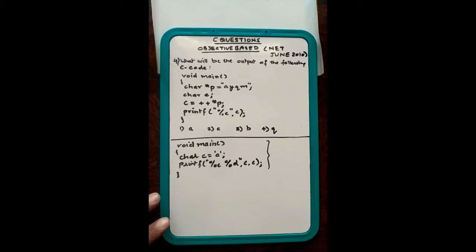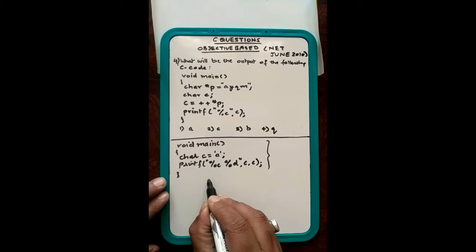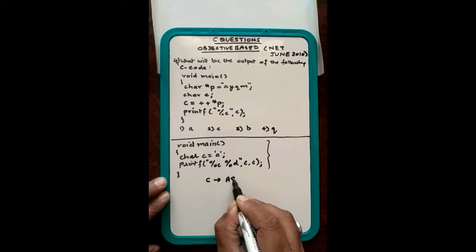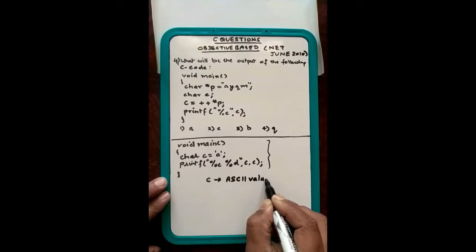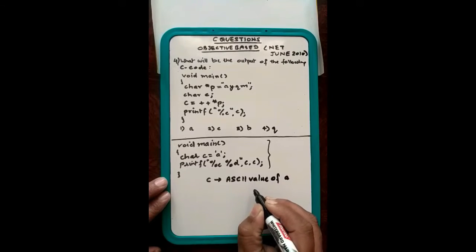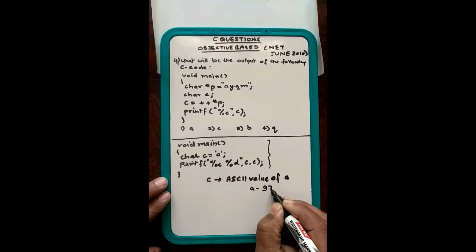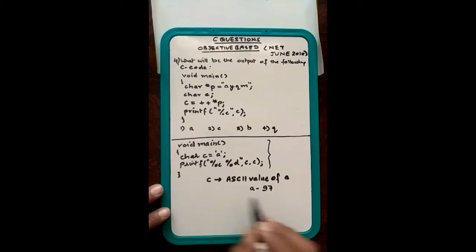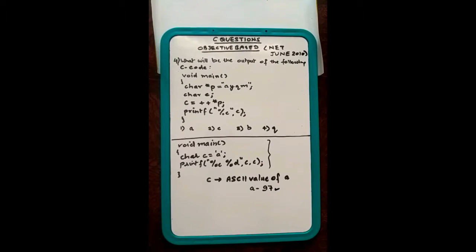Then what does it mean? It simply means that c will be storing the ASCII value of a. C will be storing the ASCII value of small a, and the ASCII value of small a is simply 97. That is, the character c will be storing the ASCII value of a, that is 97. Got it?